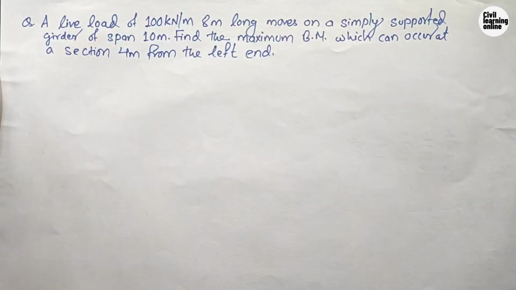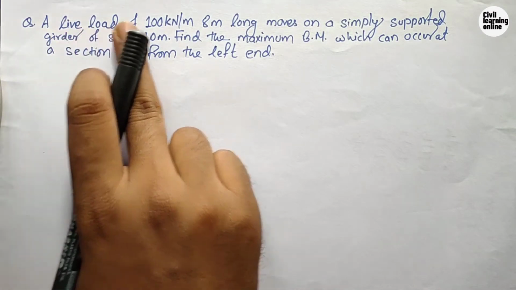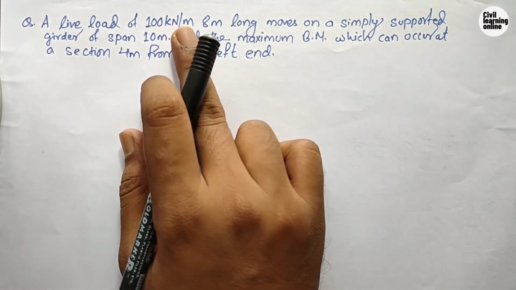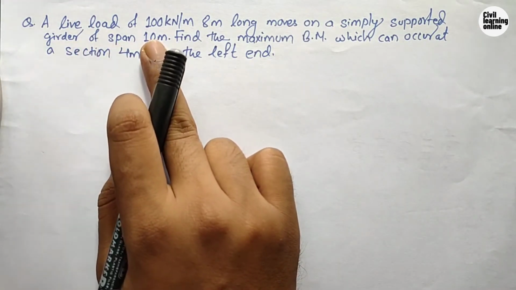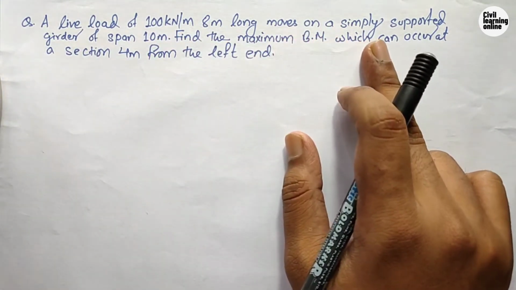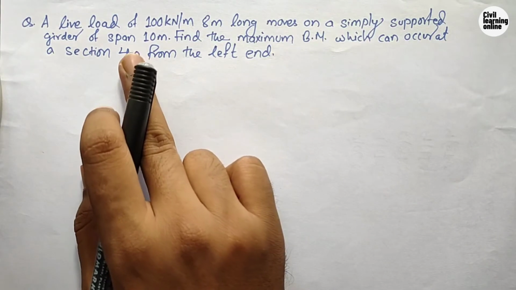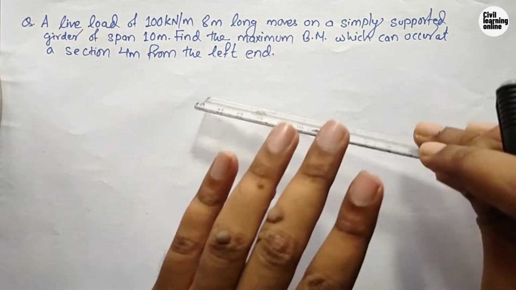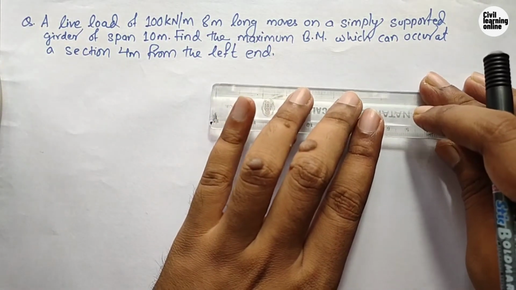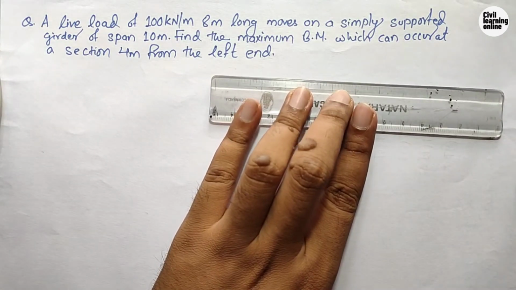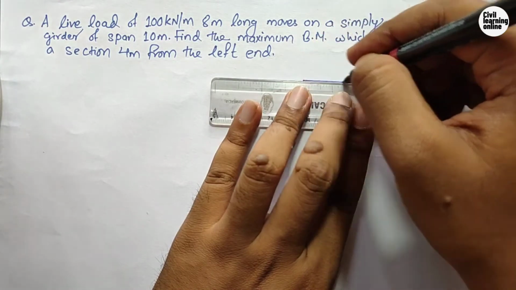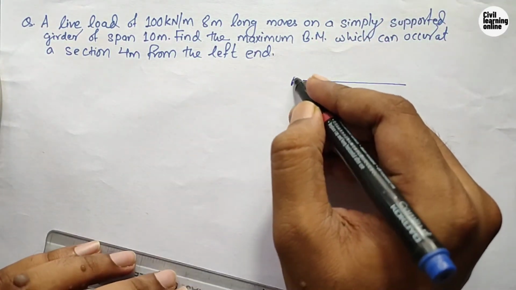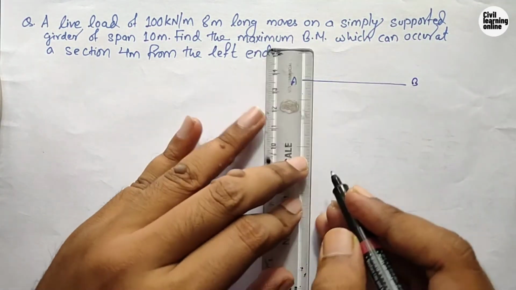Now the question is, a live load of 100 kN per meter, 8 meter long, moves on a simply supported girder of span 10 meter. Find the maximum bending moment which can occur at a section 4 meter from the left end. So let us draw a girder of span 10 meter long. Suppose this is our girder AB and the span of the girder is 10 meter.